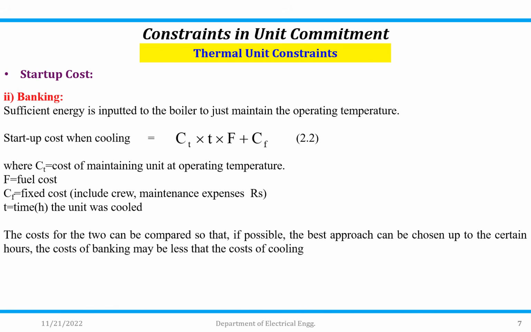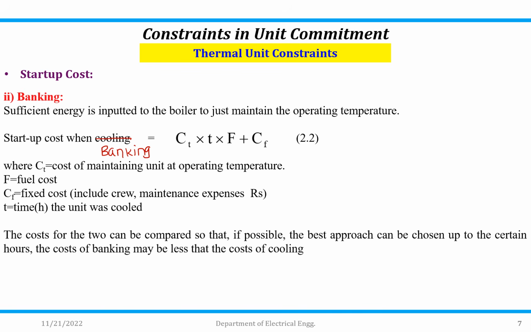The next one is banking. Sufficient energy is inputted to the boiler to just maintain the operating temperature, which is banking. So how can we write a formula for this? Startup cost when banking is there. So here instead of cooling, we have to write startup cost whenever there is banking. So please make a change here, which is equal to Ct into T into F plus Cf.